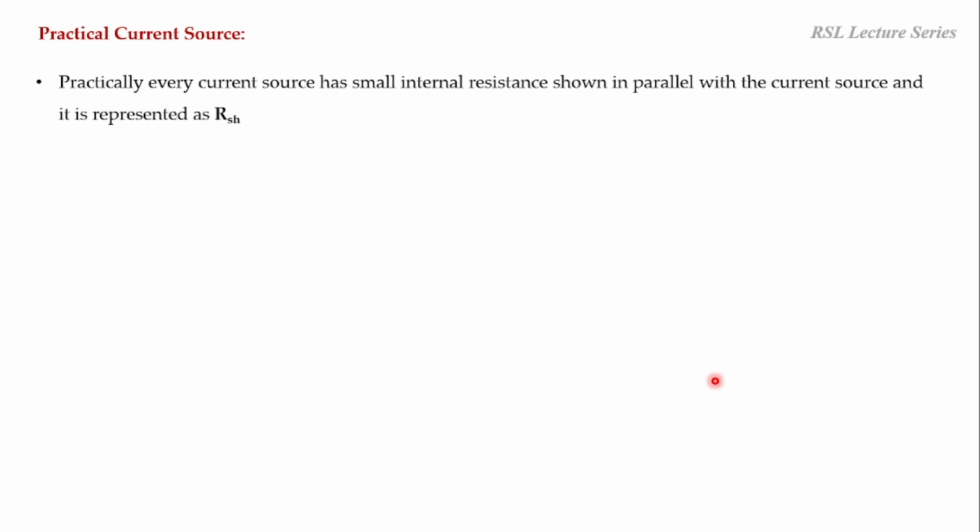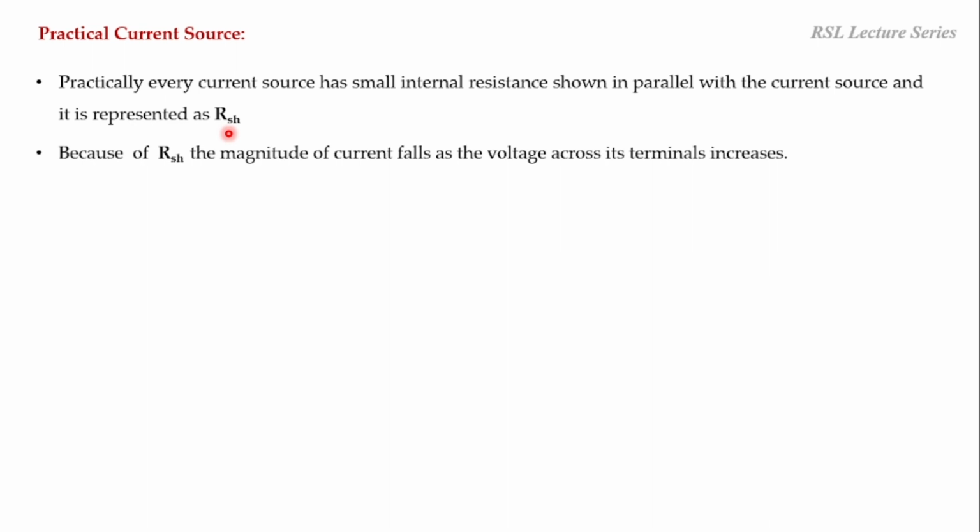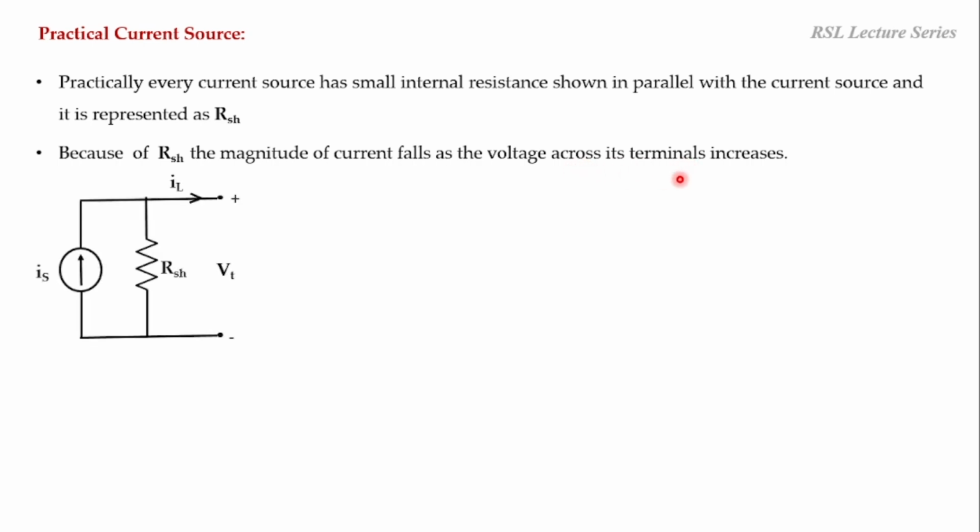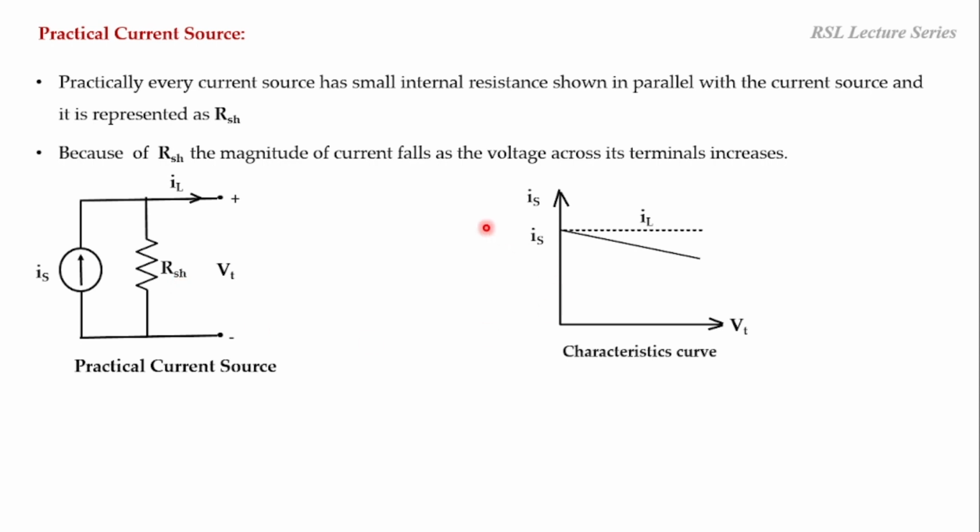Similar to the practical voltage source, the practical current source has an internal resistance, but in this case it is shown as a resistance connected in parallel with the current source, represented as Rsh. Due to the presence of this, the magnitude of the current falls even though the voltage is increased. This is the representation, a current source in parallel with the internal resistance. The characteristics will be slightly drooping. The current falls as the voltage increases. The dotted line represents the ideal case.